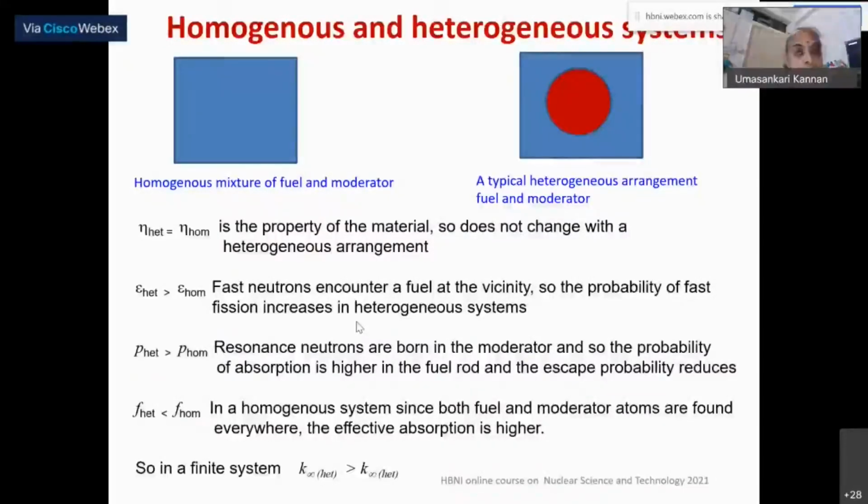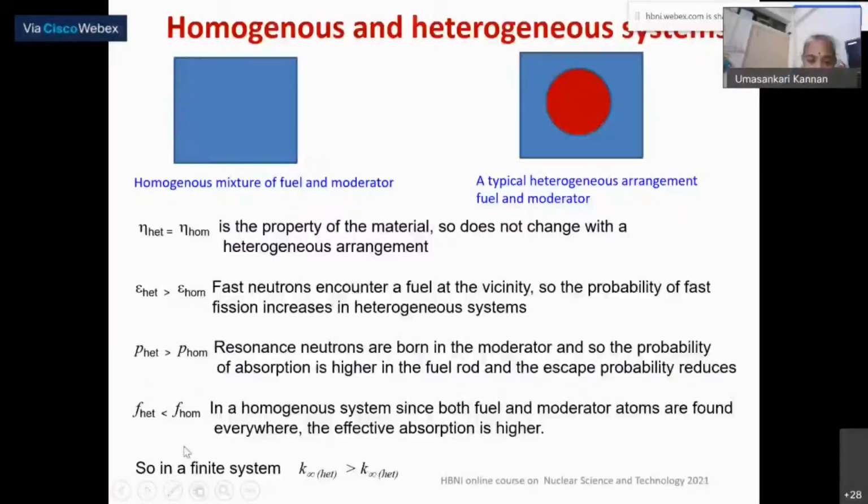Again, we have already assumed the system to be a homogeneous mixture of fuel and moderator and so on. But in reality, it's not going to be like that. See, for example, I have drawn a fuel rod in a moderating medium, and this is a homogeneous mixture of both fuel and moderator. Now, each of these factors is going to be different in this system and this system. So this is a typical heterogeneous arrangement, like a fuel pin and its surrounding moderator.